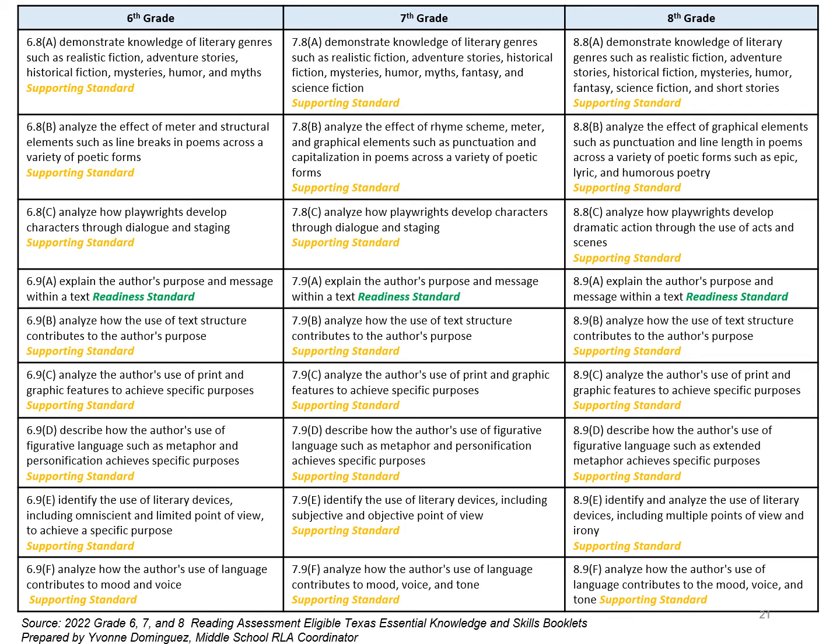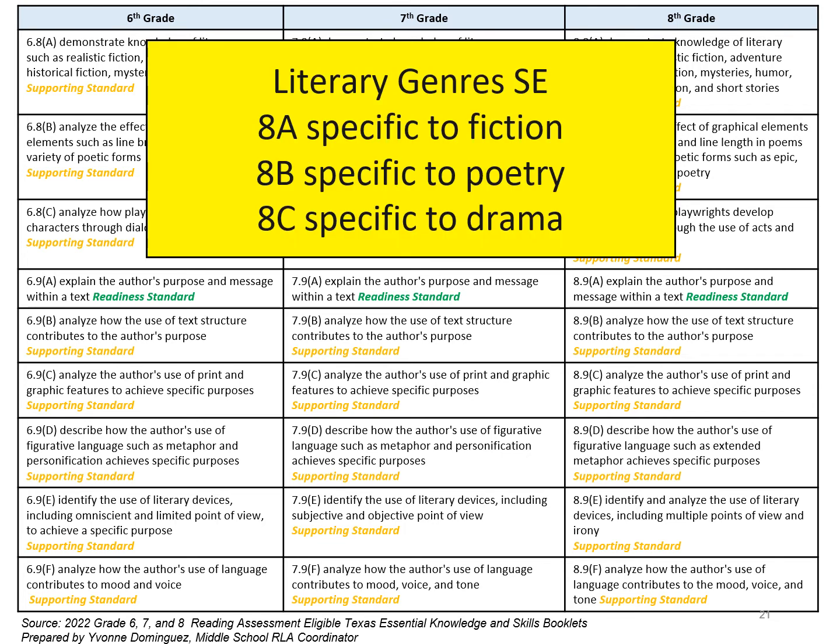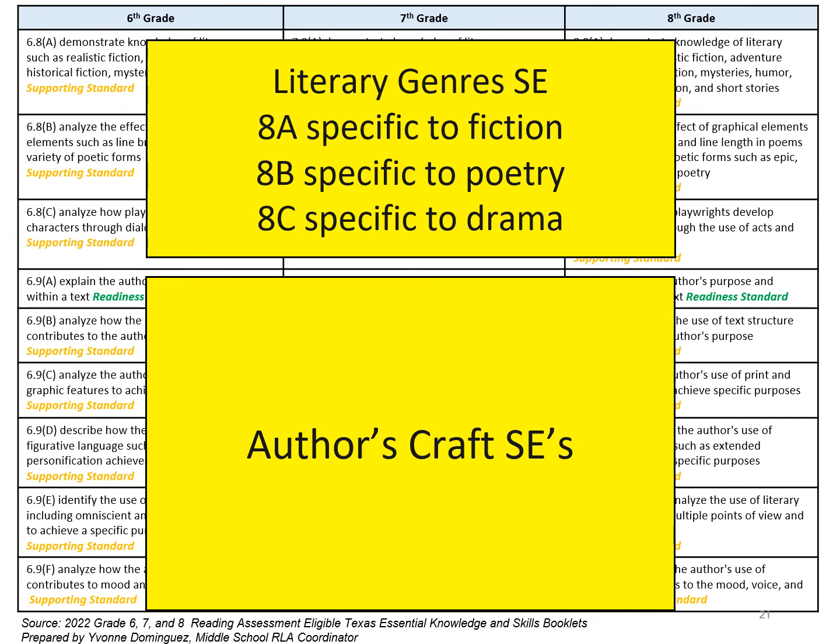So this is the SC that I was talking about earlier. These are the SCs that, although they're labeled supporting, we can't be misled by that. So 8A, 8B, and 8C. You might want to make a note. 8A is specific to fiction, 8B to poetry, and 8C to drama. Then notice the remainder. We have 9A through 9F. This, ladies and gentlemen, is all about author's craft.